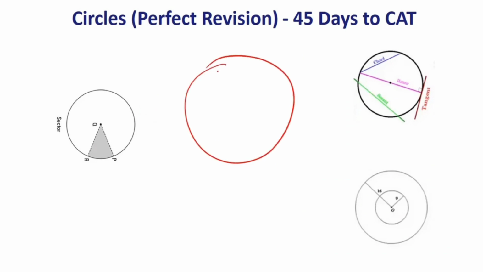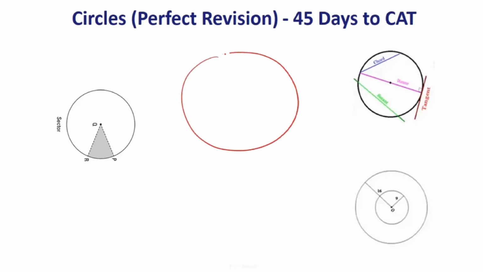When you have a circle, which is nothing but a locus of all the points equidistant from a given point, that point is called the center of the circle. If you have a center here and you have a line passing through the center, such a line is also called the diameter. From the center to the circle is called the radius.